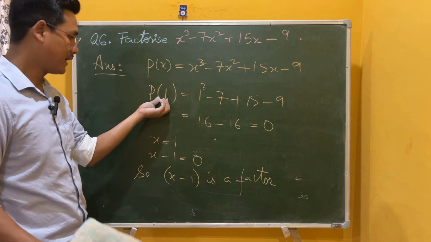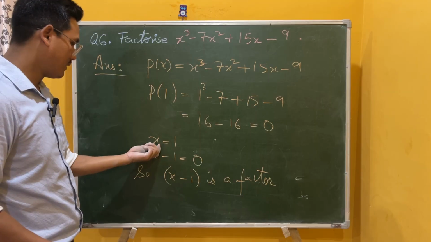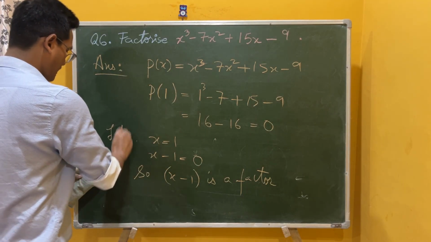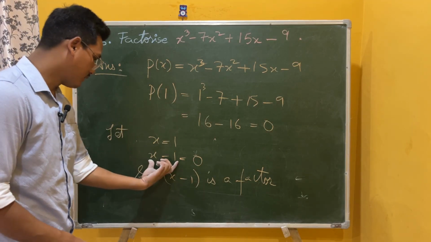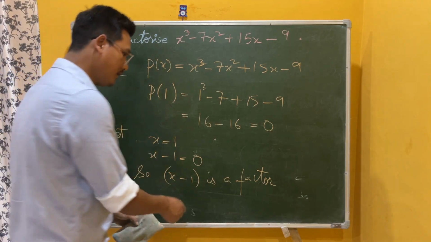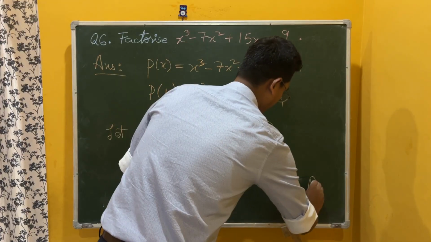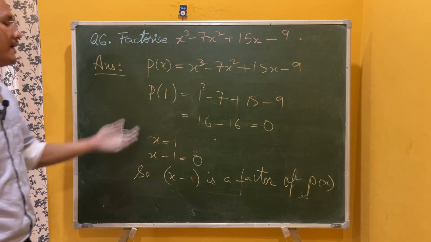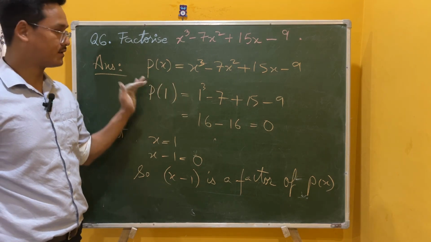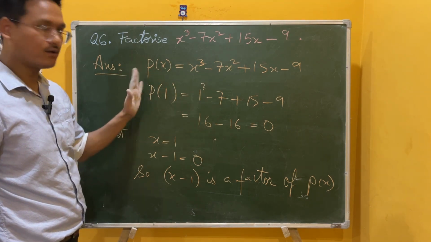Whatever value you give for x, you write like this, isn't it? Let x equals 1, and then this happens. So the divisor x minus 1 is a factor of p of x. So you found one factor by trial and error method. This is called trial and error method. You'll have to find by yourself.